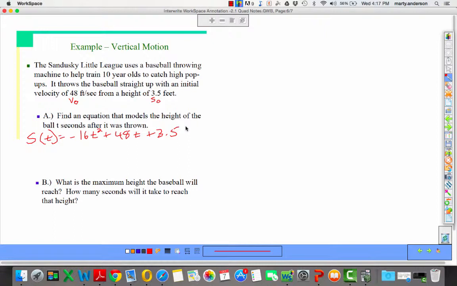So we have an equation. When it asks to find an equation that models the height of the ball t seconds after it was thrown, that's what this means. The position at time t. How high is it at time t? T is in seconds. What is the maximum height the baseball will reach? How many seconds will it take to reach that height?